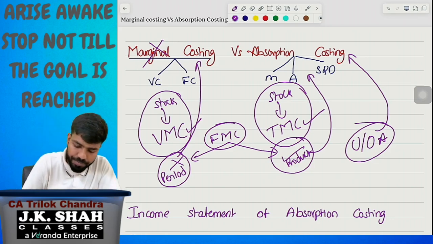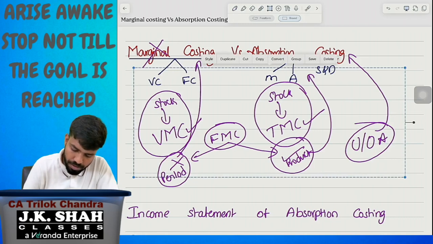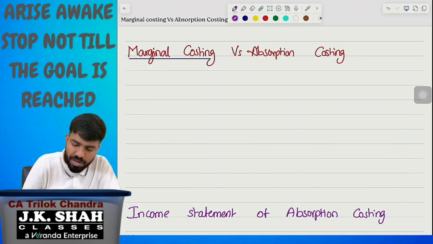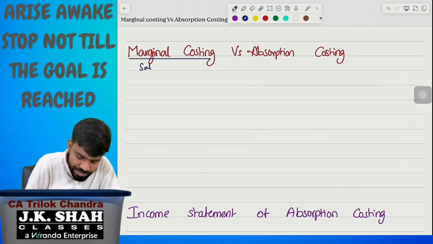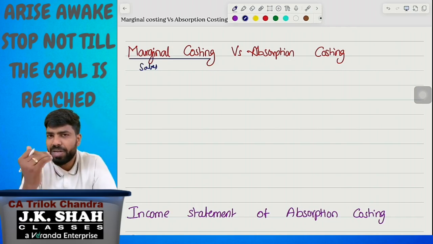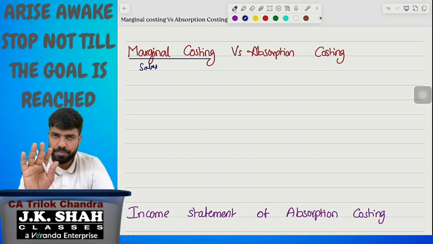Okay. Now look at here. Simple. When it comes to marginal costing, what is the format of income statement? Listen to me carefully. First, we'll take sales. We all know the income statement. Sales minus variable cost will get contribution, minus fixed cost will get the profit.